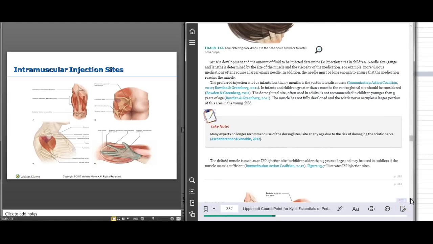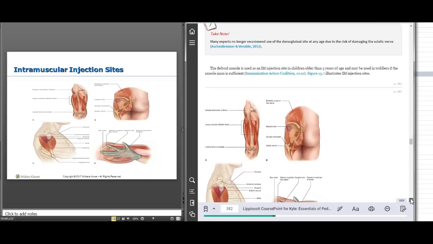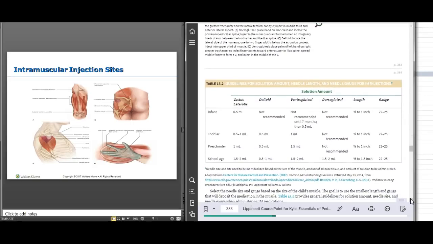There is a table in the book right there that talks about volume. Okay, you do want to adhere to the volume restriction. You don't want to give any more than 2 mLs in any site in your children.